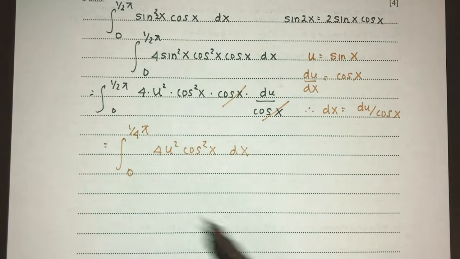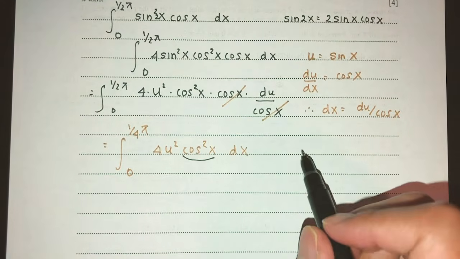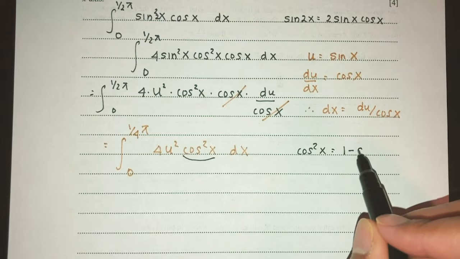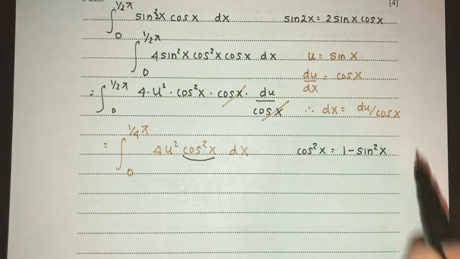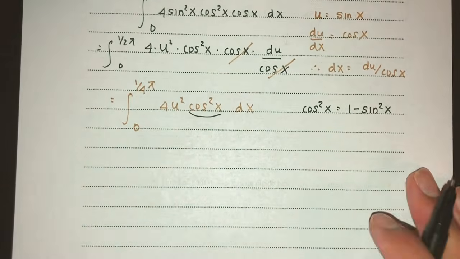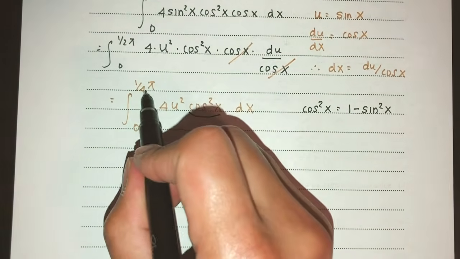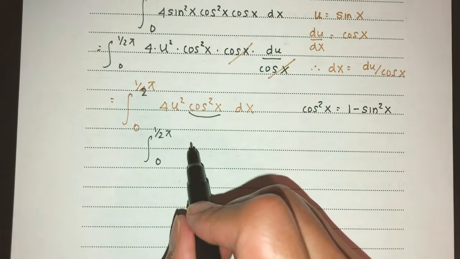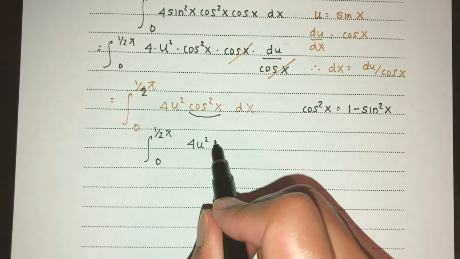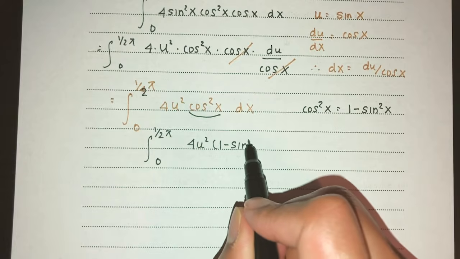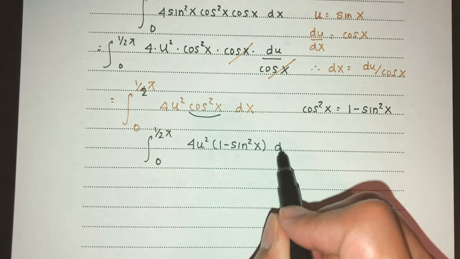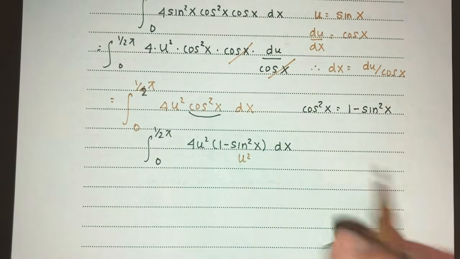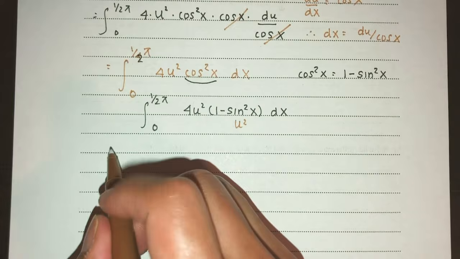So now how can we simplify this? As you guys know already, cos square x is equal to 1 minus sine square x. Replace back in your equation, you will have 2 times 1 over 2 pi 0 for u square times 1 minus sine square x by dx. Now we know this is going to be u square. We just have to replace the values.